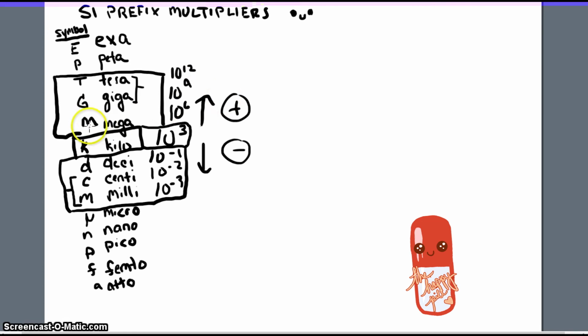So mega would be just kind of like a plus from kilo, like Mega Man, woo! That would be 10 to the 6, 10 to the 9, 10 to the 12. So 3, 6, 9, 12, and going down, it would just be -1, -2, and -3. Just imagine kilo being a part of the positives and creating that pattern.